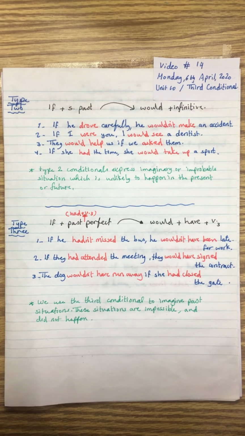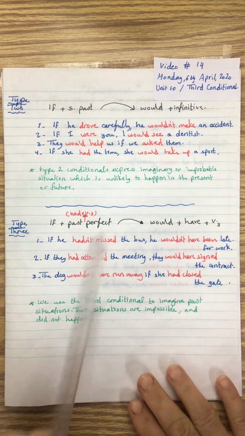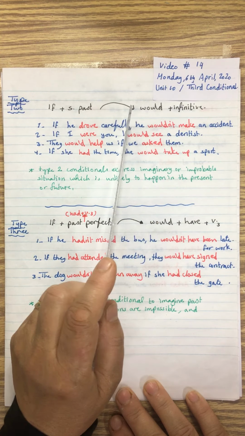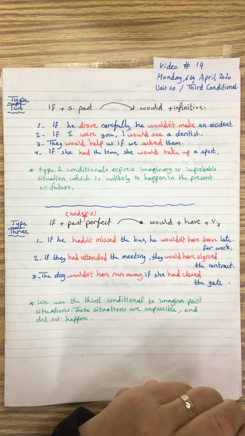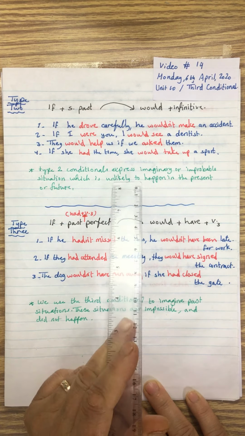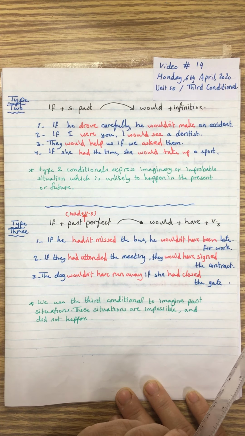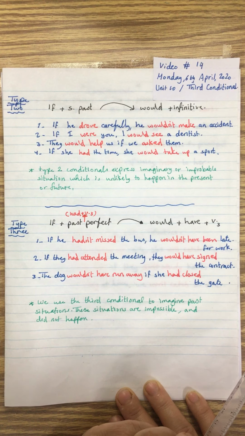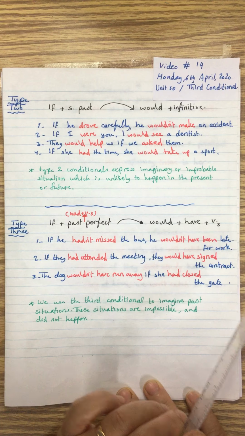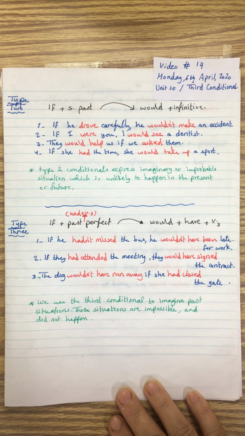Now, type 2. The type 2 rule is we have two clauses. In the if clause, we take if plus simple past, and in the main clause, we take would plus infinitive. We usually use type 2 conditional to express an imaginary or improbable situation which is unlikely to happen in the present or future, which means it's contrary to the fact, but in the present or future. I'll give you some examples.